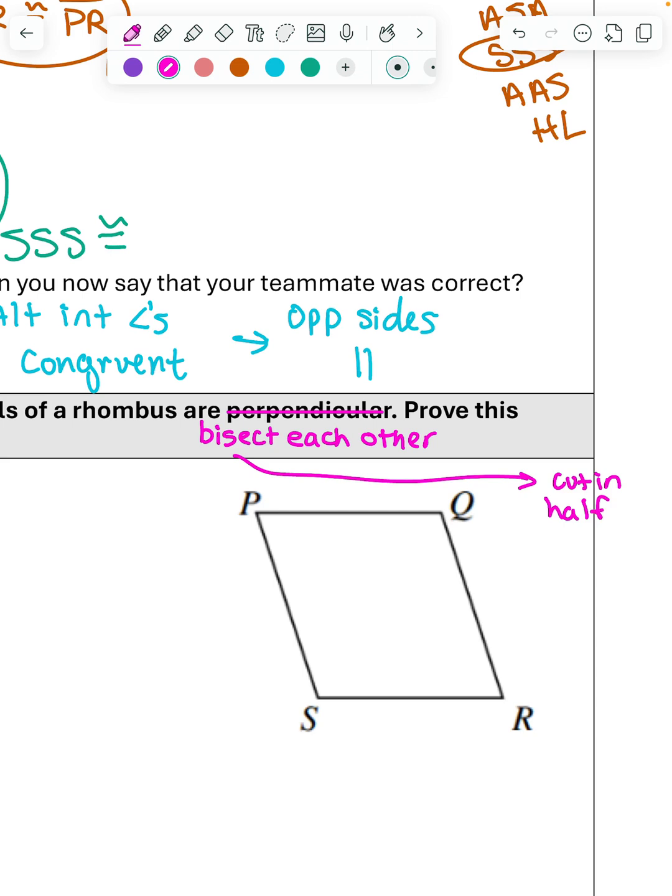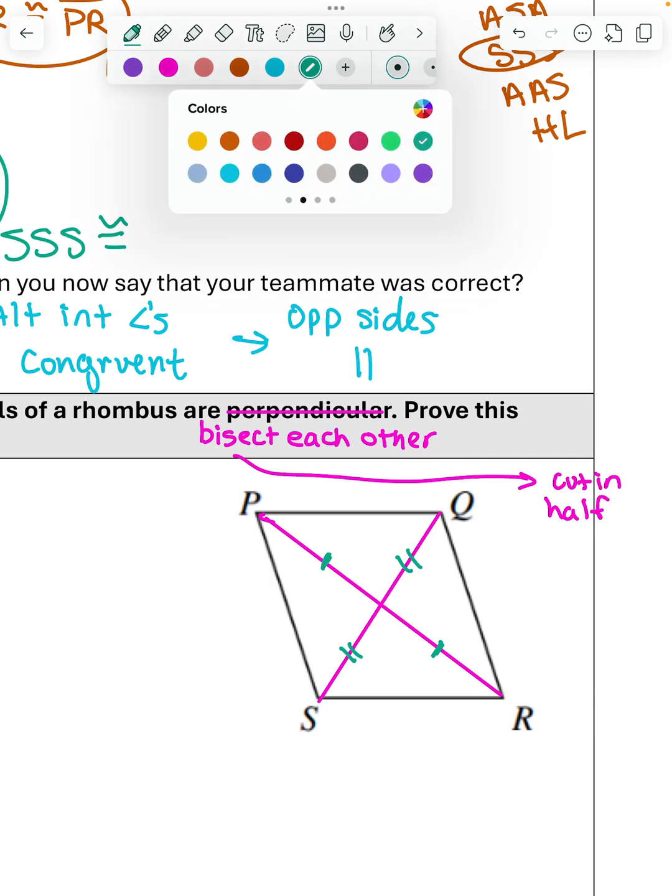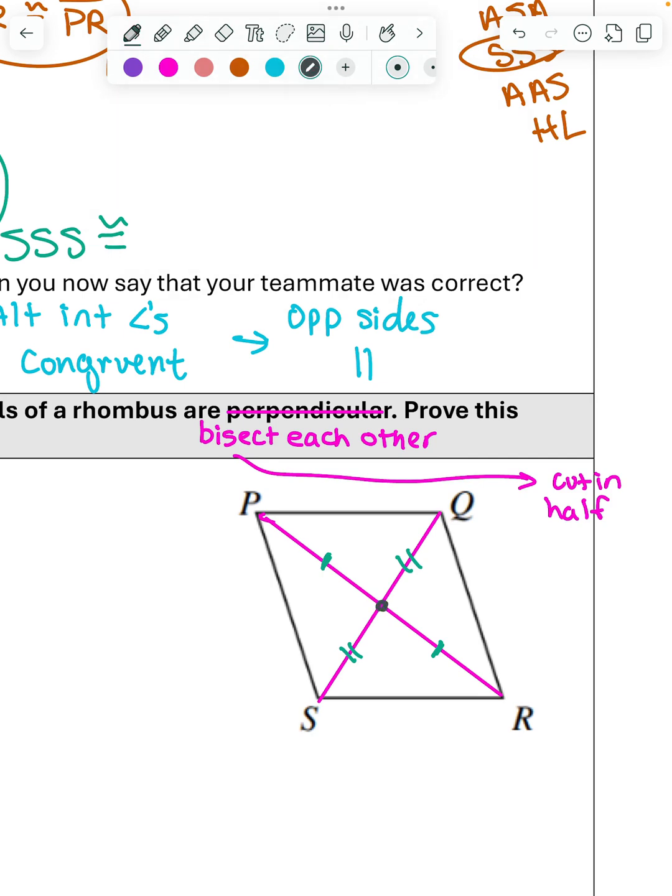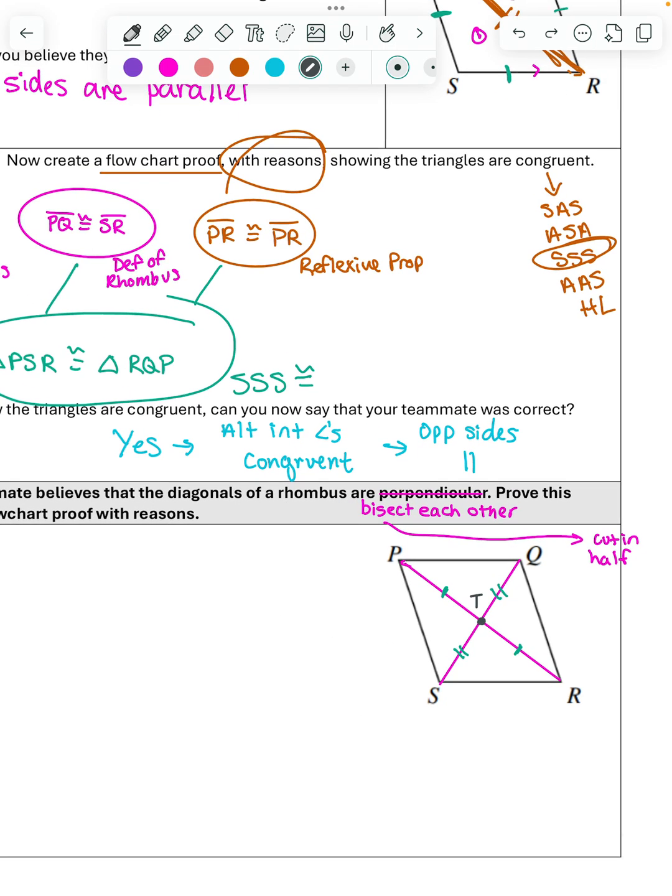So we're basically trying to prove that if we had two diagonals in this rhombus, diagonal 1 and 2, that they basically cut each other in half. So we're trying to prove that this chunk right here and this chunk are equal, and this chunk and this chunk are equal. Now, one thing I'm going to add in is I want to call this point where the two diagonals intersect, I'm going to give that a letter so that when I'm proving things, I'm able to use letters to talk about, for instance, this segment. This segment is RT. You are allowed to do this.